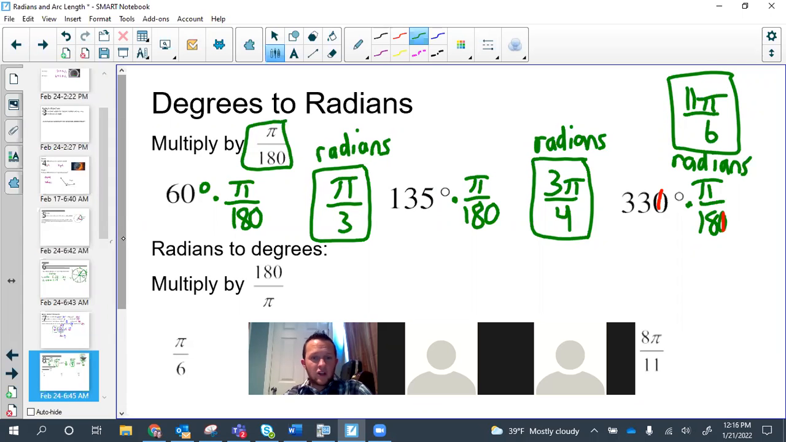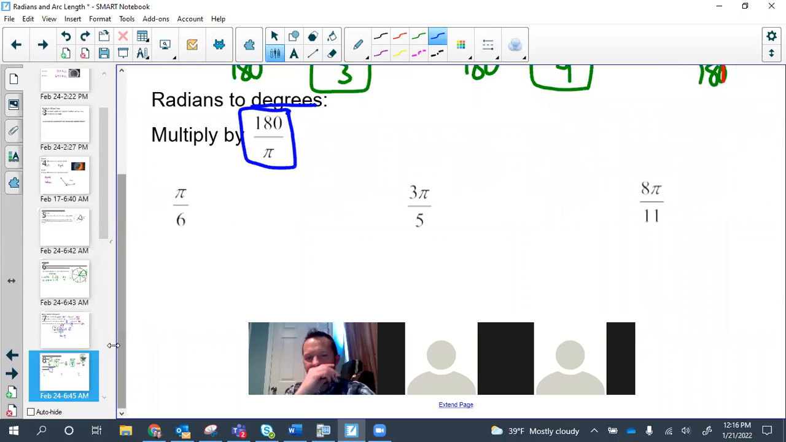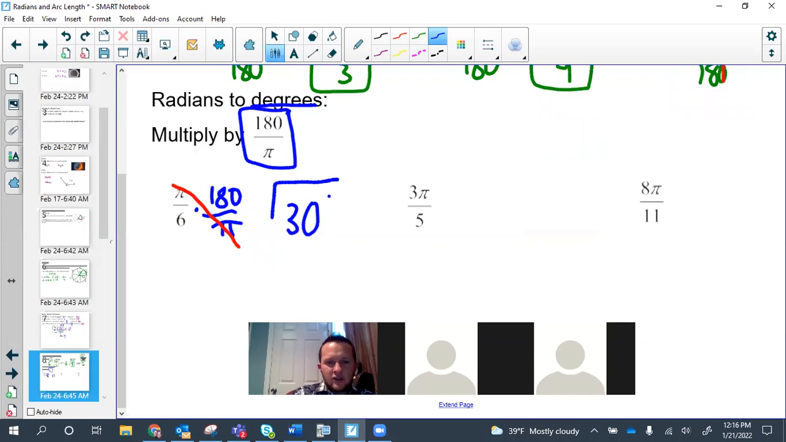Now, what if we're trying to go the other way? What if we're trying to go from radians to degrees? Well, in that case, we're just going to flip it over. And instead of doing pi over 180, we're going to do 180 over pi. And let's do a couple examples here and see what that looks like. So pi over 6 radians, I'm going to times that by 180 over pi. Notice we have a pi in the numerator and a pi in the denominator, so we can simplify that. That'll give us 180 over 6, which, just doing some mental math, that's 30 degrees.